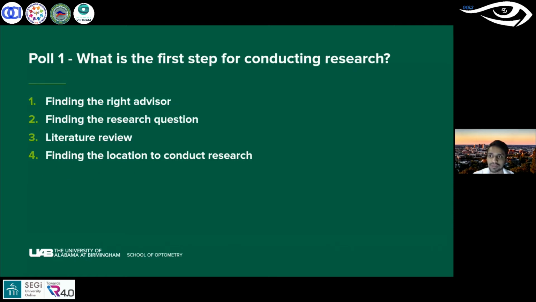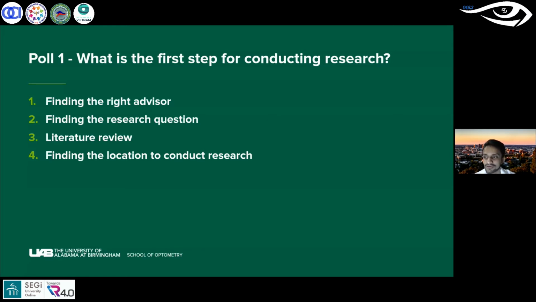So before we get started, how about you all let me know what you think is the first step for conducting research? And that's our first poll. Majority of them, 52%, almost half of them think that finding the research question should be the first step in conducting research. Whereas very neck to neck is finding the right advisor and literature review, but none of them think that location is that important.